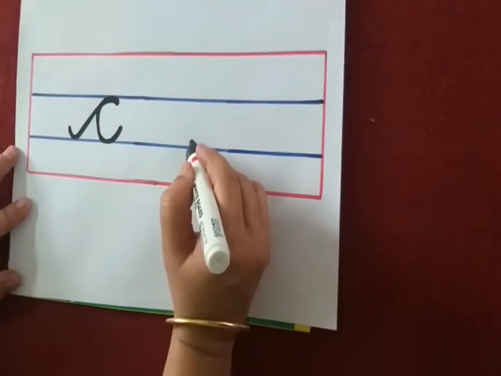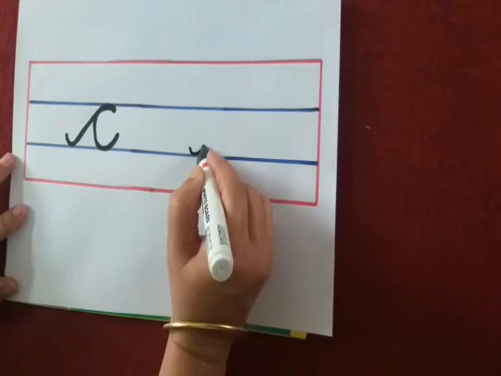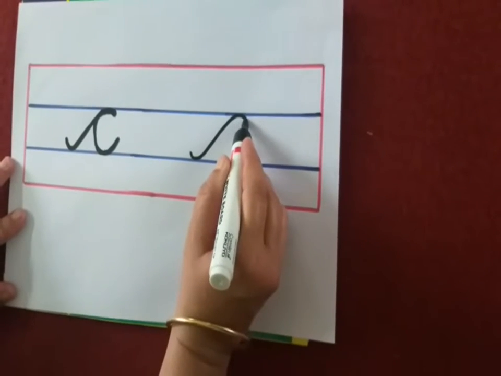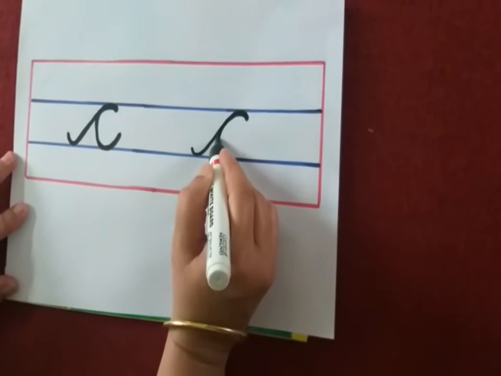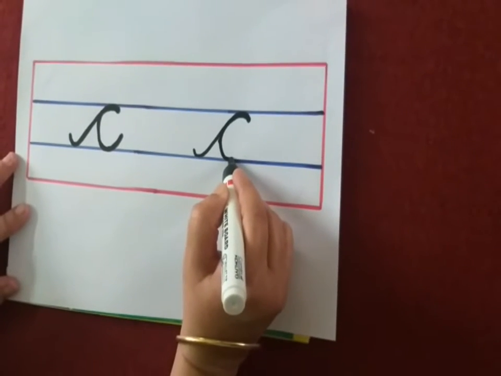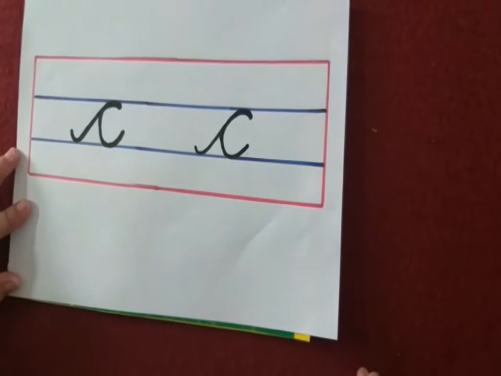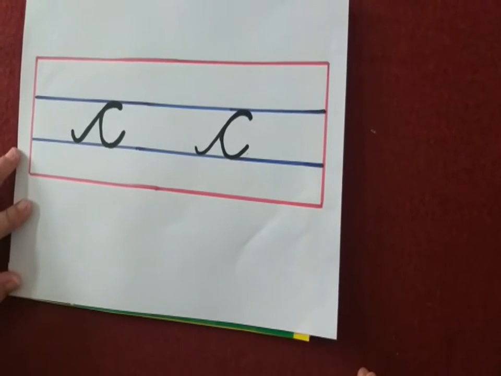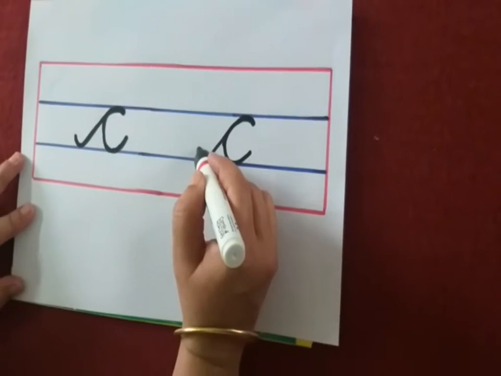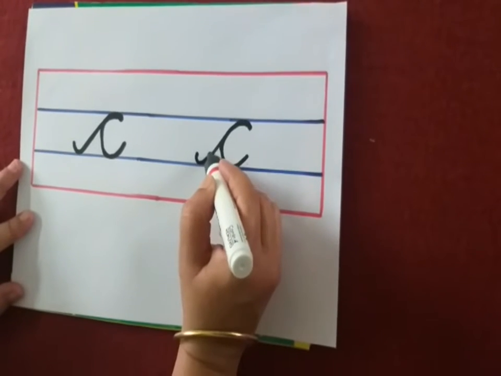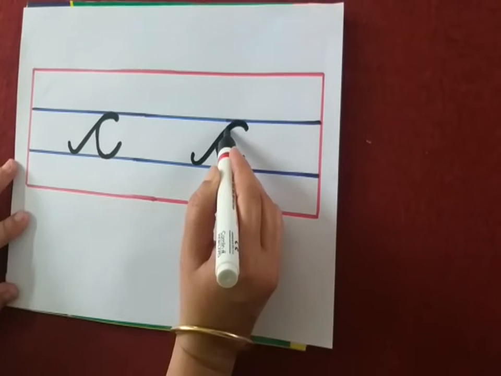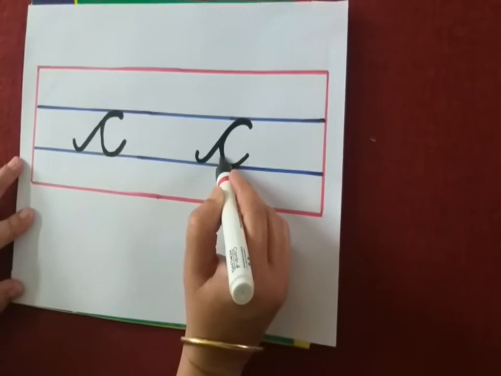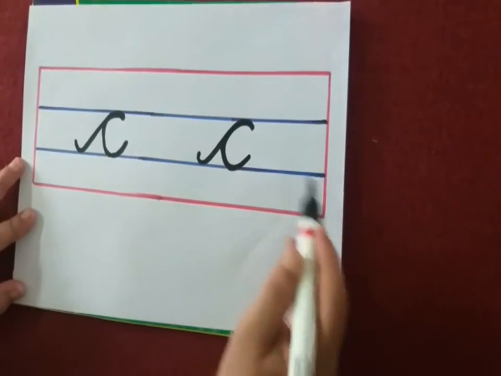Now once again, make a small curve, go up to the second blue line, come down to third blue line and make a C, small cursive letter C. Once again, make a small curve, go up to the second blue line, come down to the third blue line and make a C.